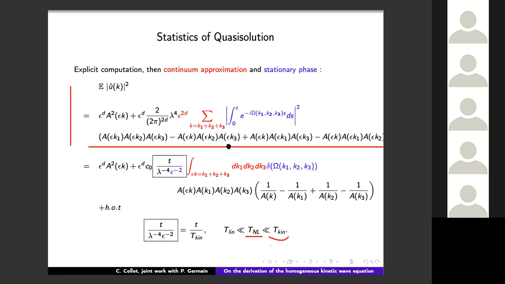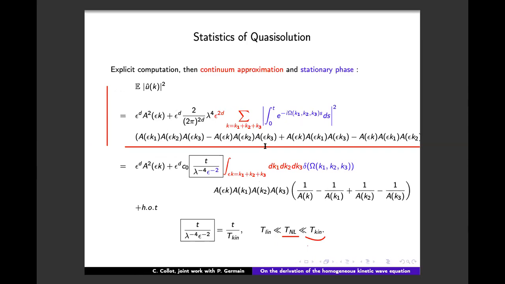This is the formula that I compute out of my quasi-solution. What I see is that there is a sum corresponding to some convolution in Fourier of my nonlinearity, and there is some time integral of an oscillatory phase, which corresponds to the fact that my linear dynamics is filtering my nonlinear effects. I do two things. I do some continuum approximation: I replace the sum by an integral, and I do a stationary phase to keep only the important part of this oscillatory integral, and I end up with this formula.